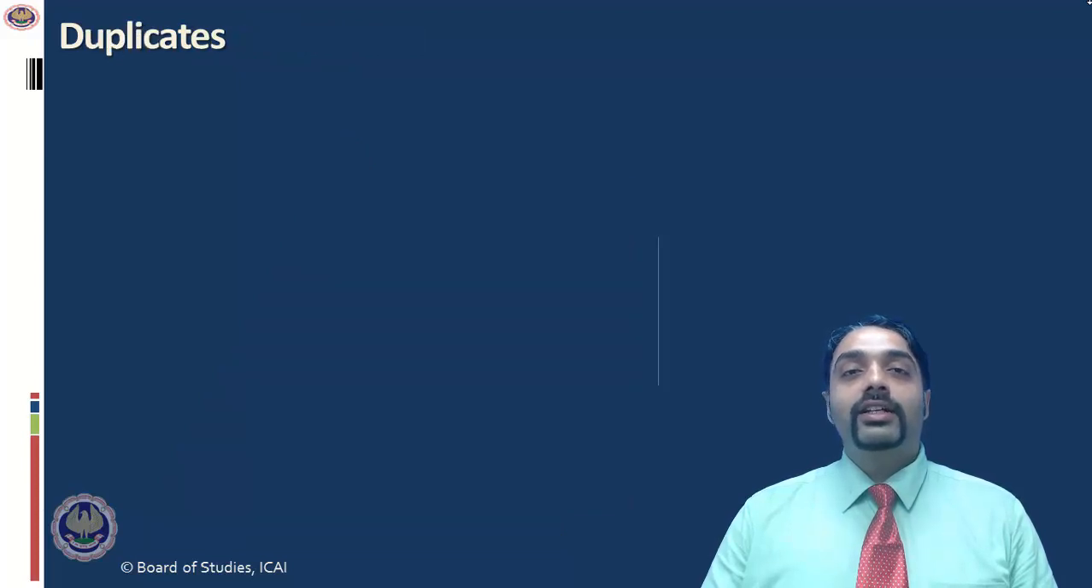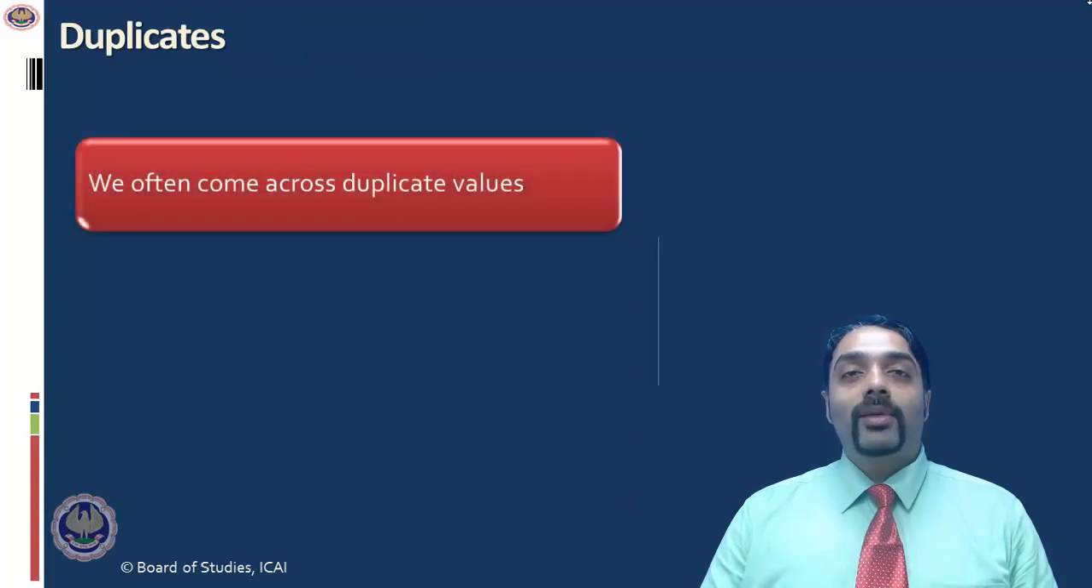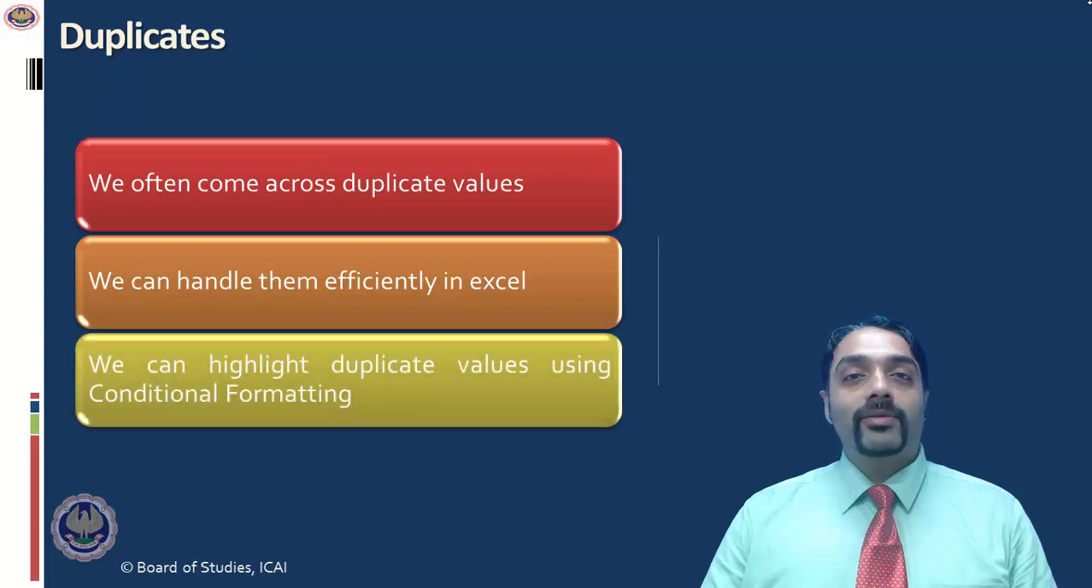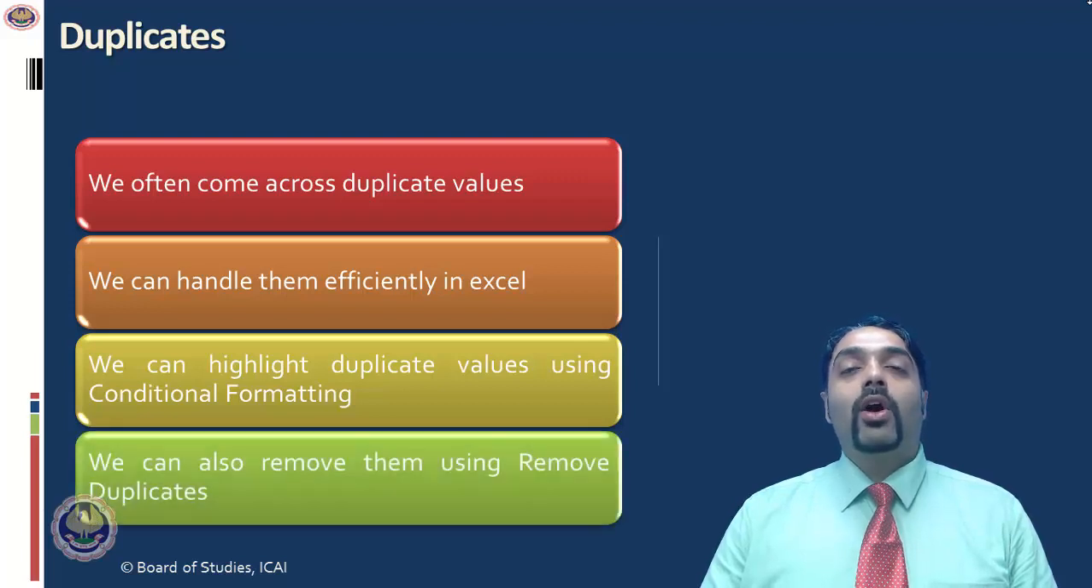First one on the agenda is duplicates. How do we handle duplicates? More often than not, we come across duplicate values present in data. Excel lets us handle them very efficiently. There are two ways of handling duplicates. One is we can highlight them, we can simply mark them. For this purpose we can use conditional formatting. Or at a later point we would also like to remove the duplicates altogether from our data. If this has to be done, we have a dedicated feature known as remove duplicates. Let's see how these two tools work in Excel.